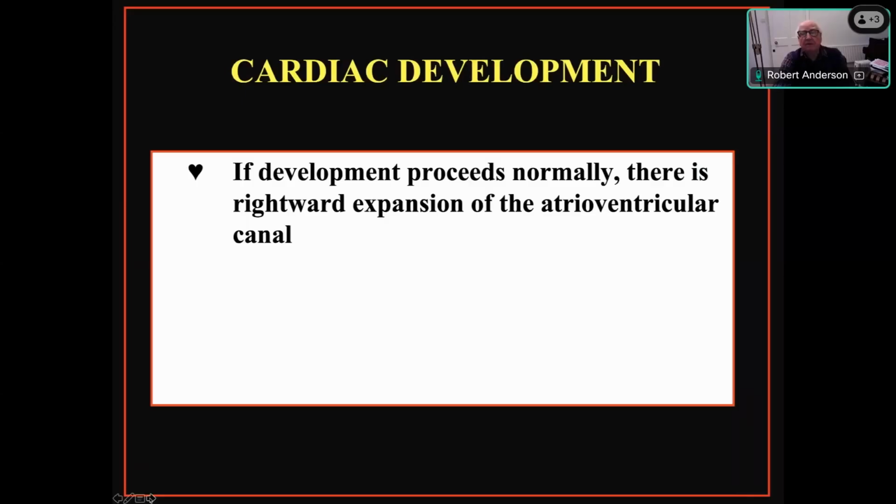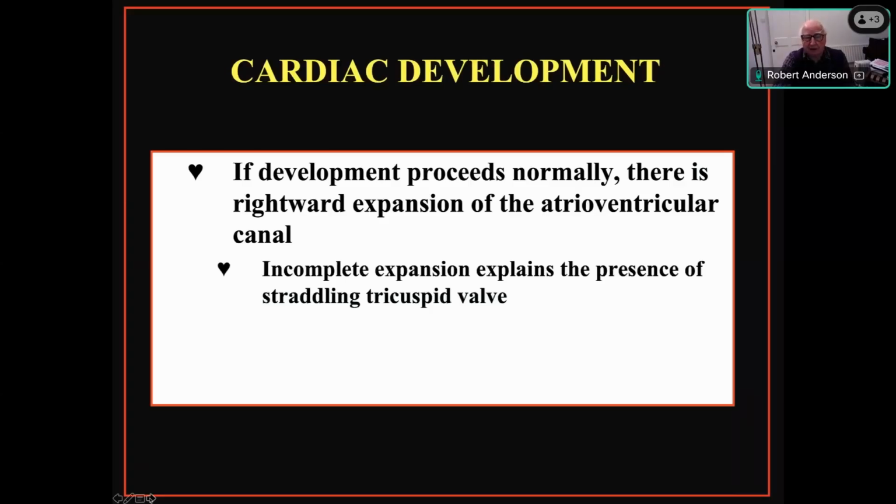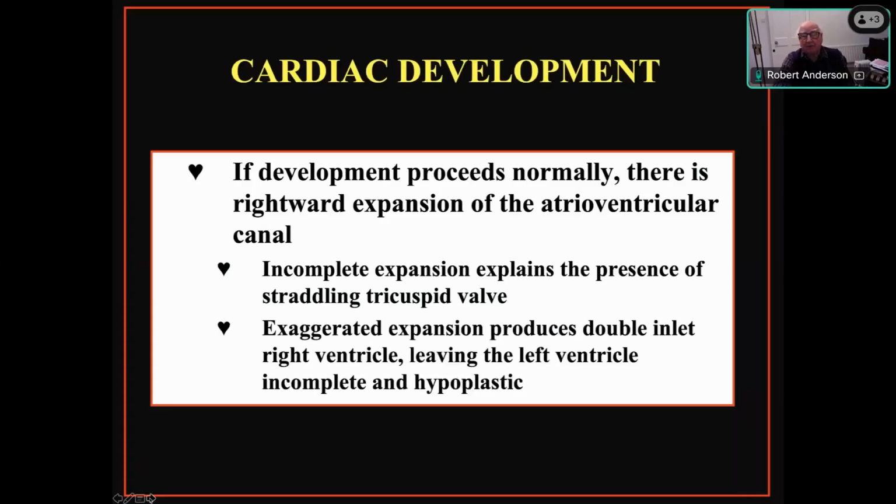But we've already said that if development proceeds normally, there is rightward expansion of the atrioventricular canal. If that expansion is incomplete, we have straddling tricuspid valve. But if the expansion is exaggerated, then not only can the right atrioventricular junction be committed to the right ventricle, but so can the left atrioventricular junction.